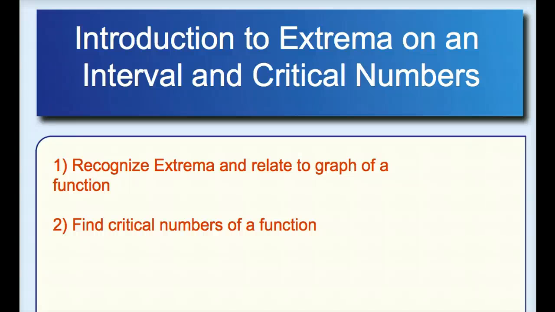Hello class, so what we're going to do today is we are going to actually see what the derivative is used for. So in the past we've learned how to find it, but now we're actually going to do work with it. And two of the things to learn in this video is how to recognize if there is an extrema on a graph, as well as finding critical numbers of a function. And we'll talk about what that means in a minute.